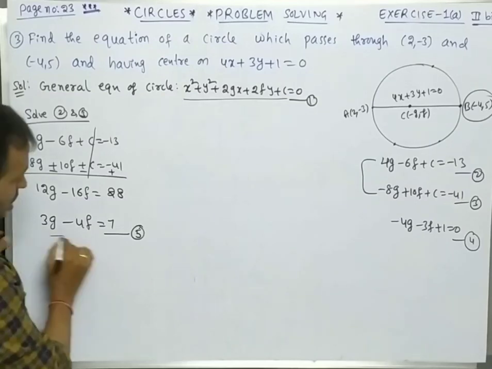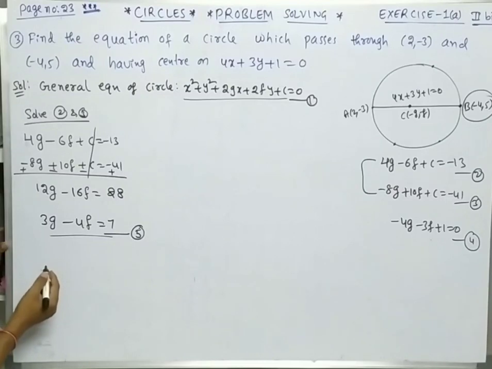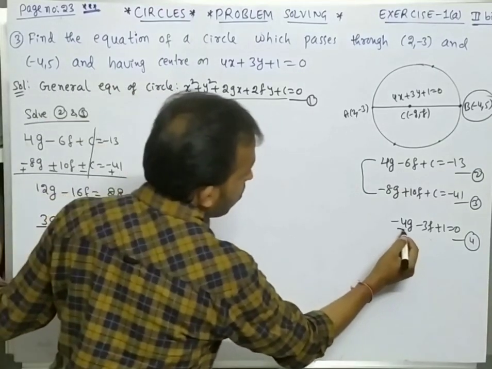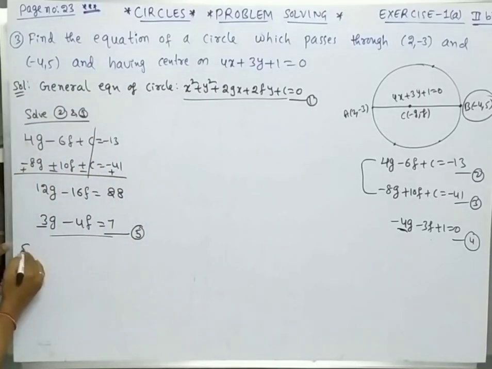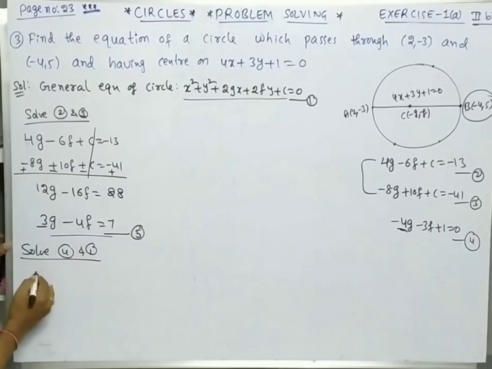Now this is equation number 5, and this is equation number 4, right? So solve 4 and 5. Here we had 3 and here we have 4. Okay, solve 4 and 5. How?